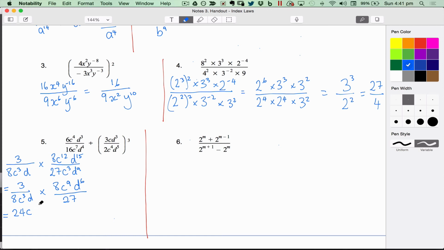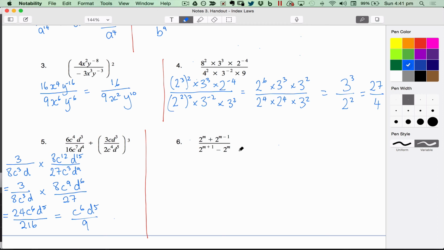Actually, what I'm going to do, because I know this bit's going to be on the denominator, so I can go c, 9 take away 3, which is going to be 6, and d to the 5 over 8 times 27, which is 216. When I simplify this down further, I end up with c to the 6, d to the 5 over 9.